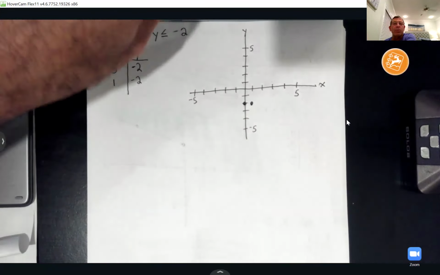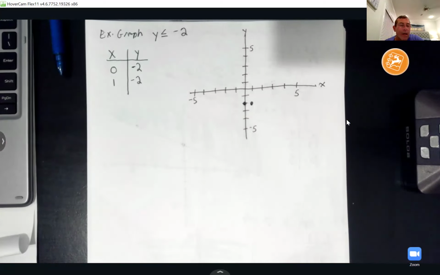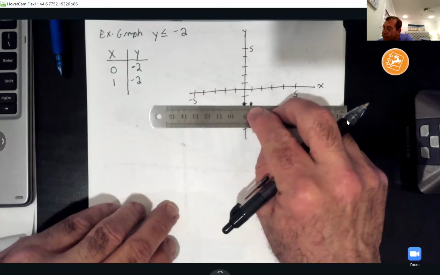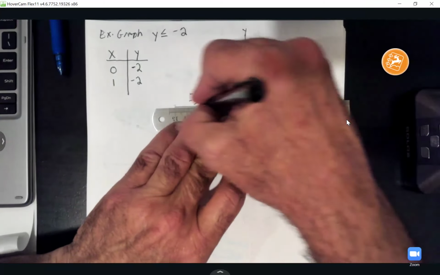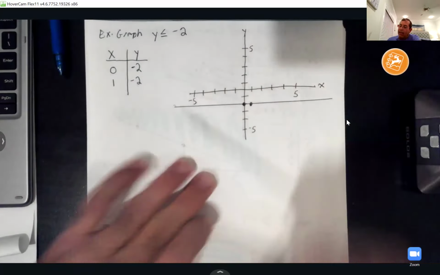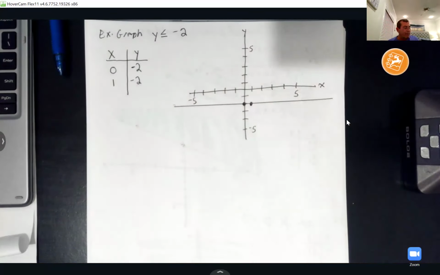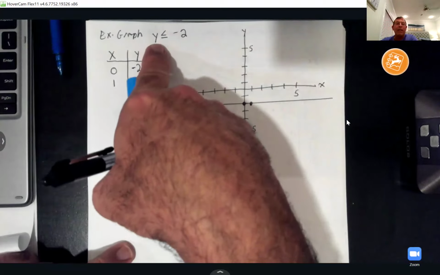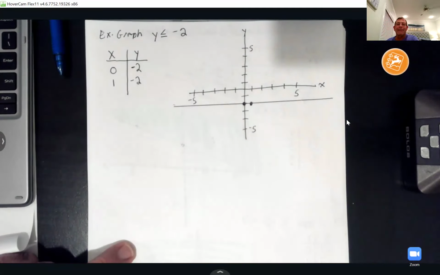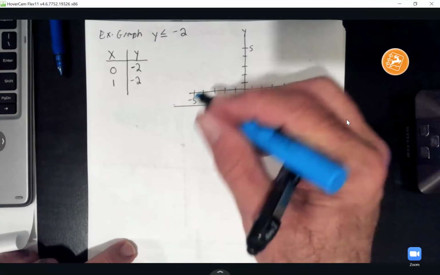Hey y'all, would y'all use a solid or dotted line? Solid. All right, so this one's gonna be solid. Now, shade above or below? Remember, y'all, less than, below. Below. There you go.